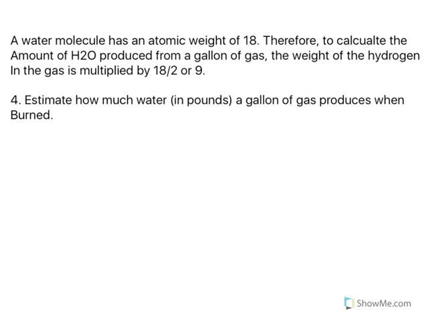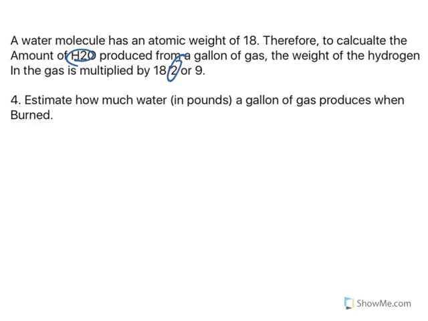Okay, so we have a water molecule. It's an atomic weight of 18. Therefore, to calculate the amount of H2O produced from a gallon of gas, the weight of hydrogen is multiplied by 18 divided by 2, or 9, because it's H2O. There are 2 hydrogens, which is why we have to divide by 2.